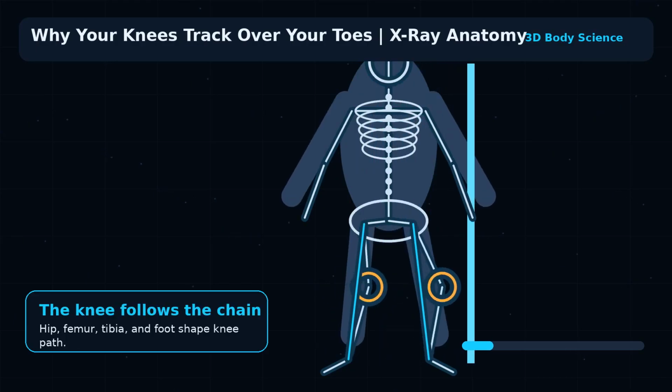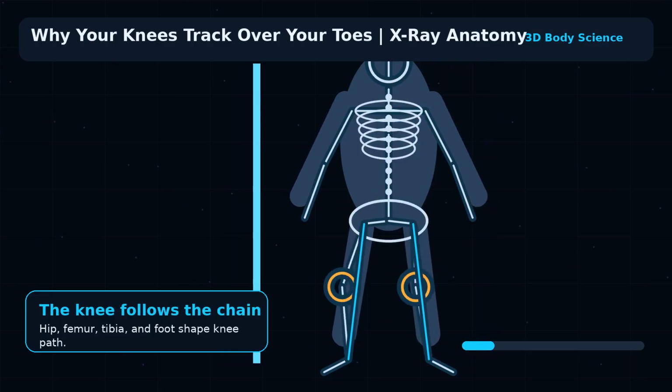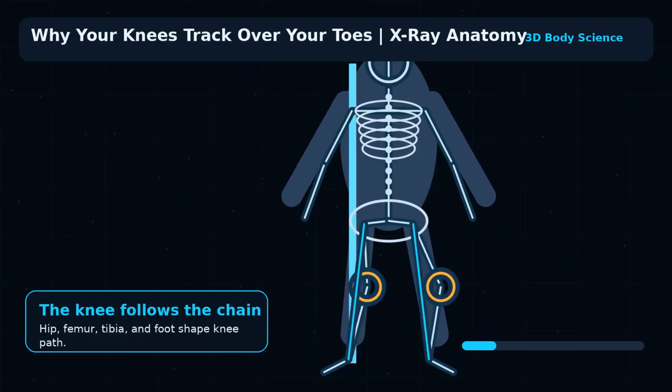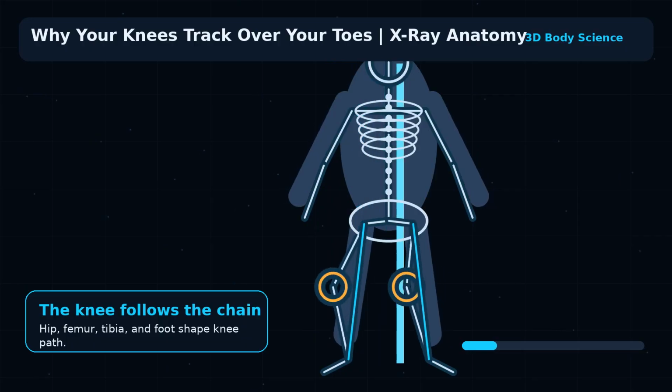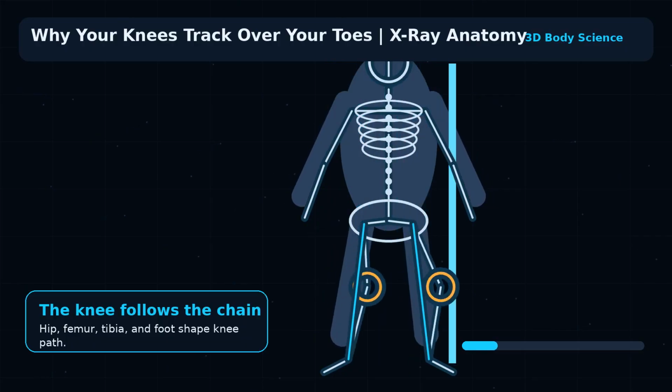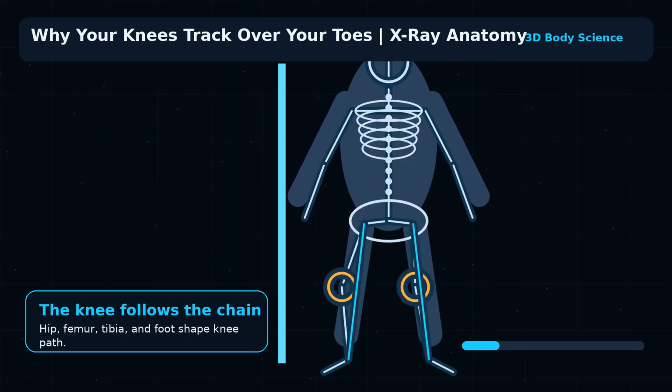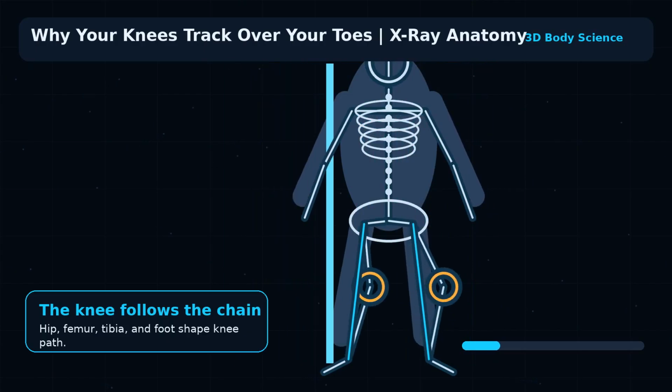The skull has to stay above the spine. The spine has to stack over the pelvis. The pelvis has to transfer force into the legs. The feet have to meet the ground and send that force back upward. This is why a small change in alignment can show up somewhere far away from where it started.